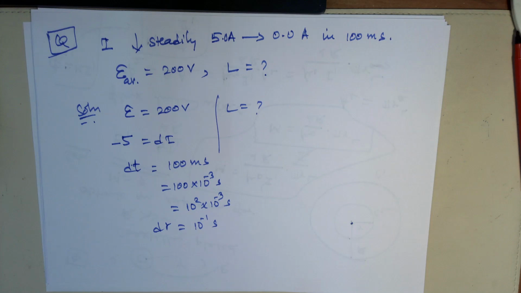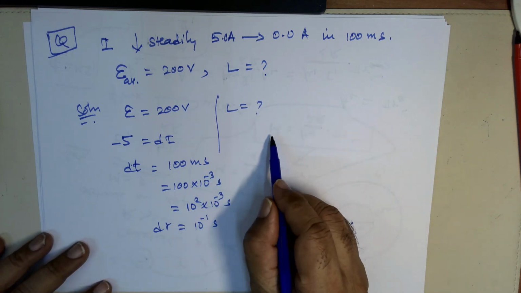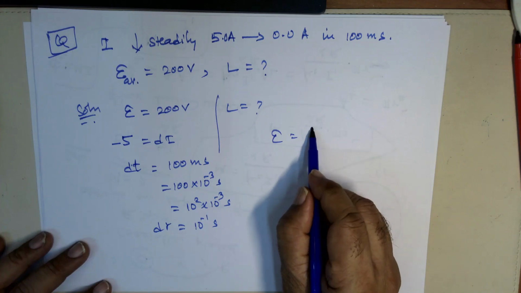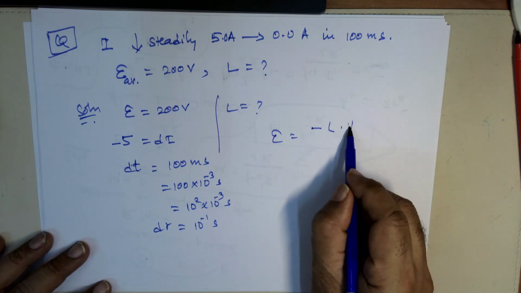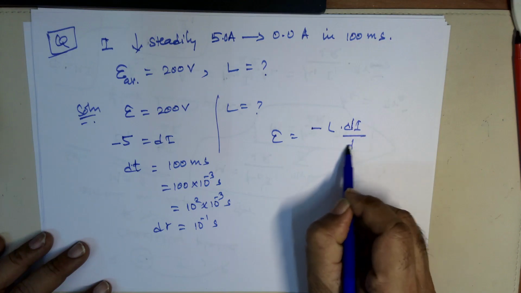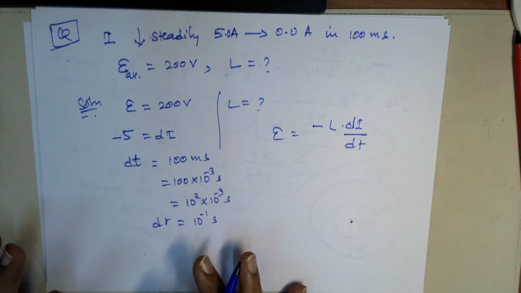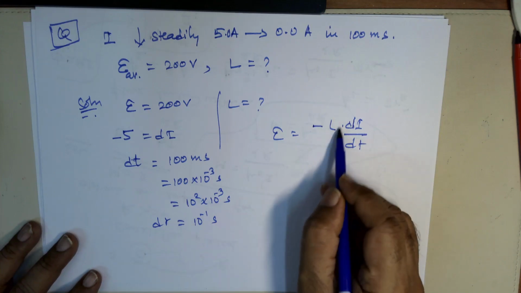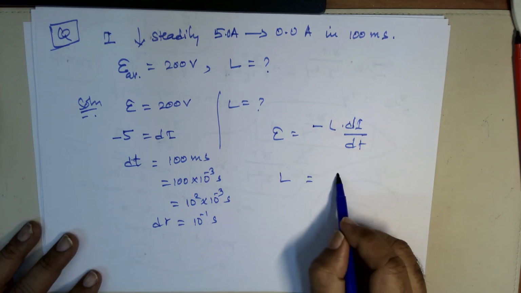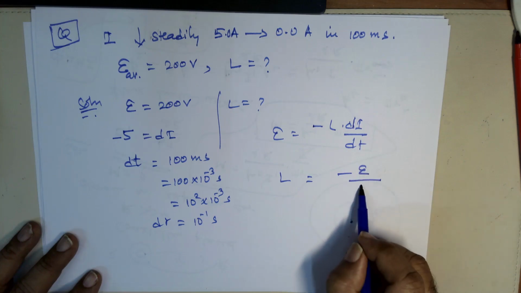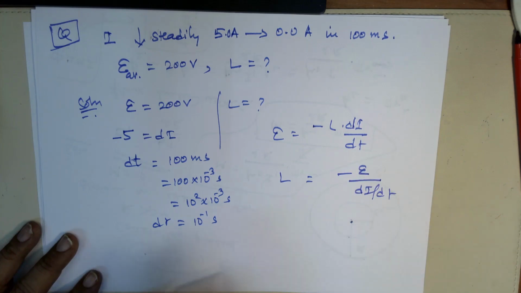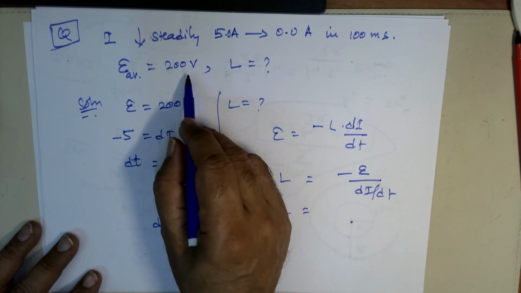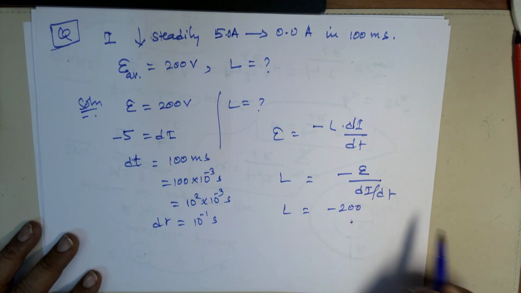Now L is asked. What is the formula? Induced EMF is equal to, what is that? Minus L di by dt, right? This is the formula. Okay. Now we are interested to find out L. So L is equal to what? Minus E divided by di divided by dt, right? So L is equal to minus E. How much? That is 200.